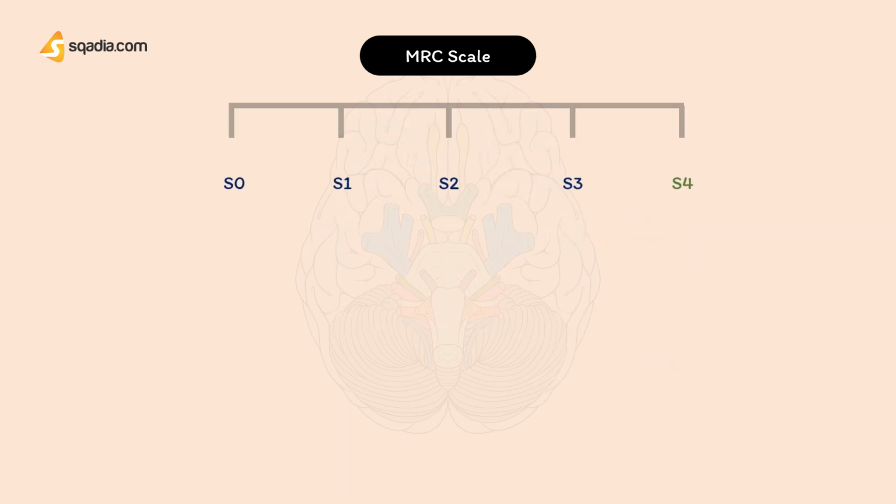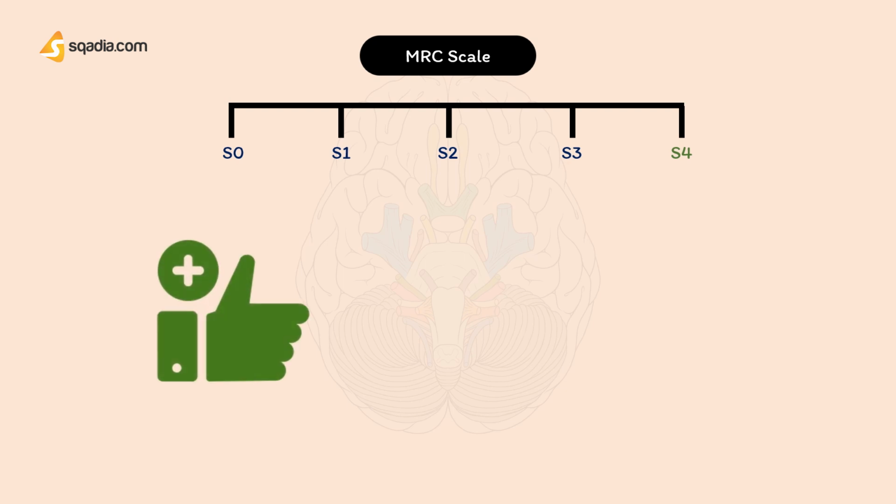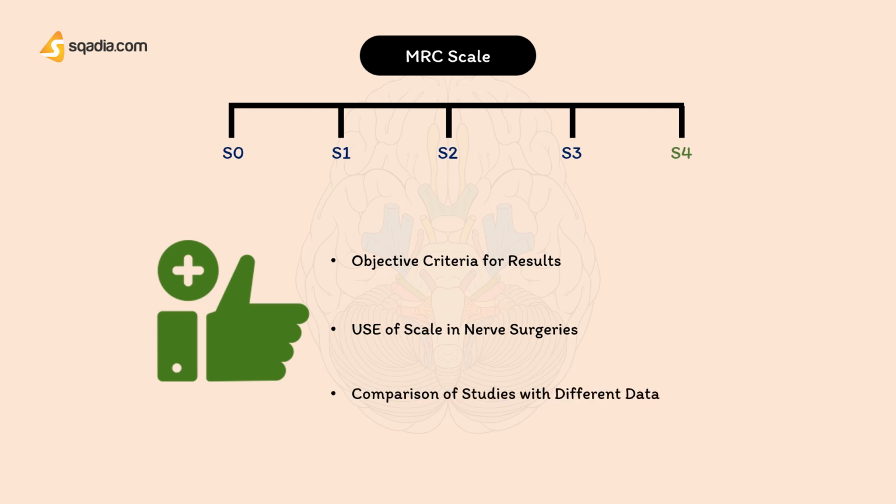The advantages of this scoring system are that they may provide an objective criteria for classification of results. They will promote and develop common and accepted use of the scale in all disciplines in which peripheral nerve surgery is performed. Now that can be in hand surgery, plastic surgery, reconstructive surgery, neurosurgery, and even oral and maxillofacial surgery. They can enable a comparison of data in various studies in the literature, even when the scale was not used originally by the study authors.